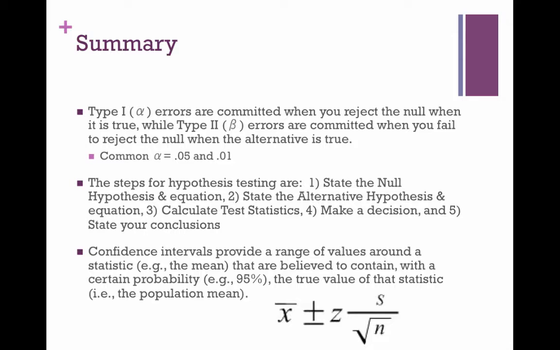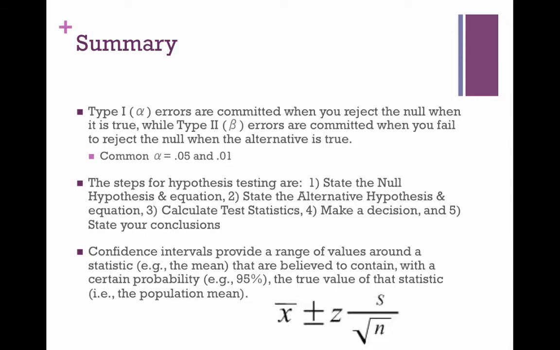The steps that we're going to take for hypothesis testing are, first, stating the null hypothesis and the equation. Second, stating the alternative hypothesis in the equation. Step 3, calculating the test statistic. Step 4, making a decision. And then step 5, stating your conclusions. And then lastly, the idea of confidence intervals.